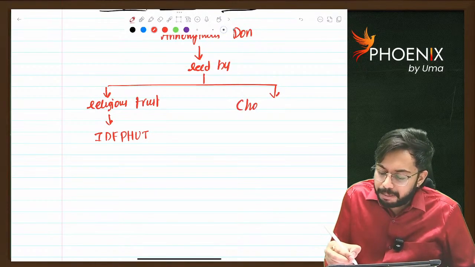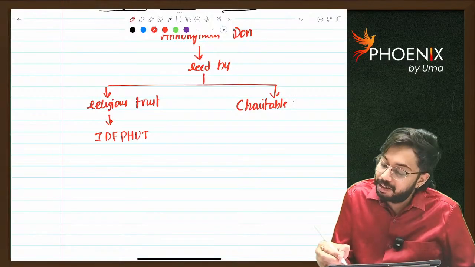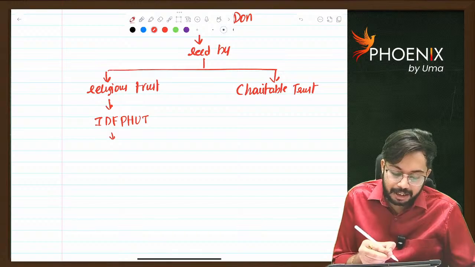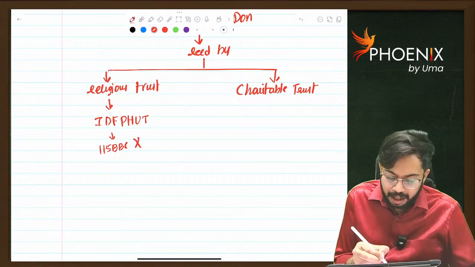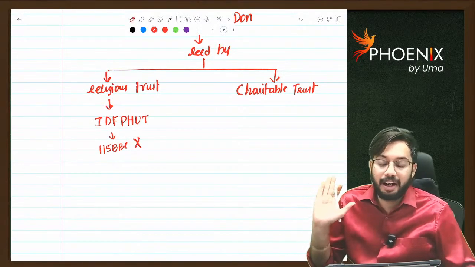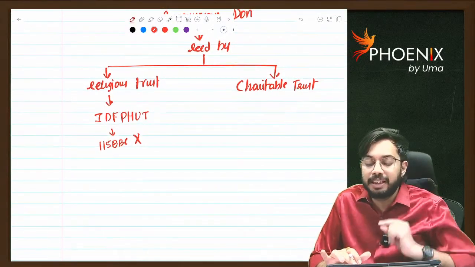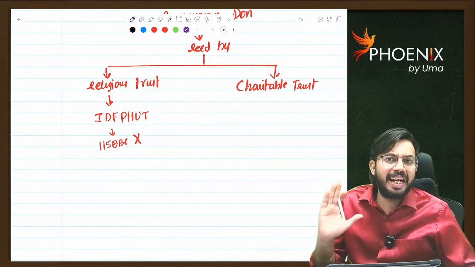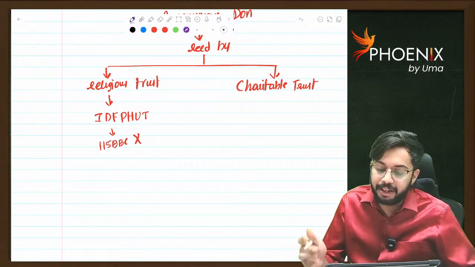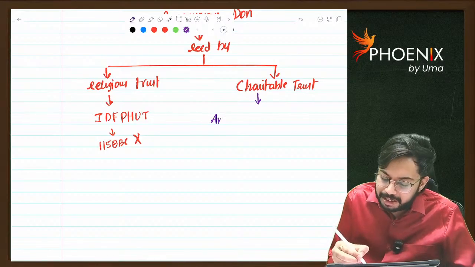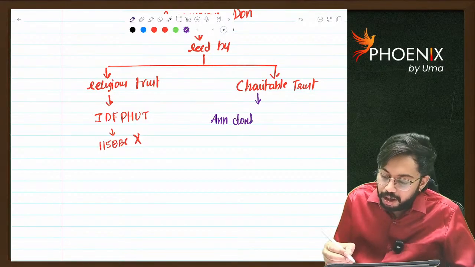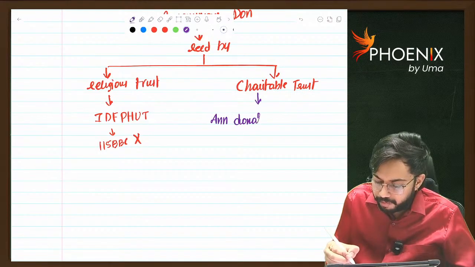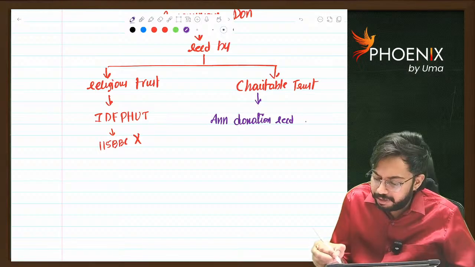However, if any anonymous donation is received by a charitable trust, then 115 BBC gets attracted. So in the religious trust case, 115 BBC will not get attracted. It will be treated as income derived from property held under trust. But if anonymous donation is received by a charitable trust, then it is taxable under section 115 BBC. Let's say anonymous donation received is 10 lakh rupees.